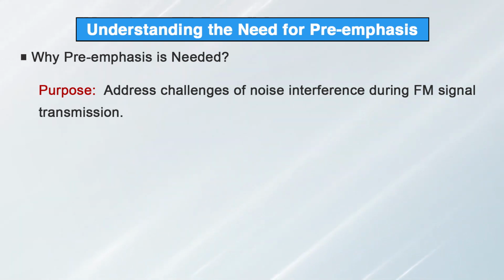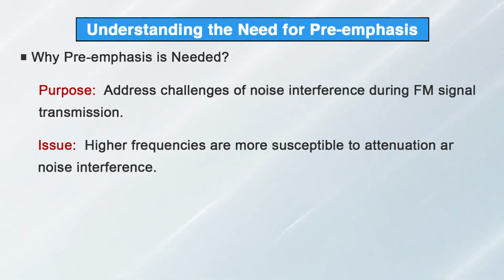Now, as we have a basic knowledge of pre-emphasis, let us discuss the need for pre-emphasis. So, why is pre-emphasis needed? Pre-emphasis is a critical technique in frequency modulation that addresses the challenges of noise interference during signal transmission. In FM, the amplitude of the modulating signal is directly affected by the frequency deviations of the carrier wave. However, the higher frequencies are more susceptible to attenuation and noise interference during transmission.